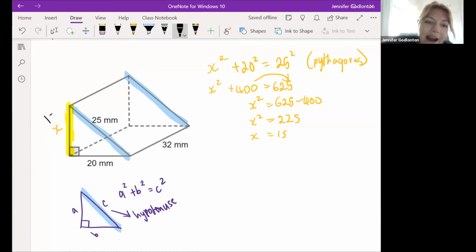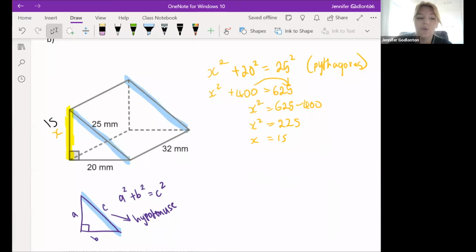Now, if you are feeling confident in Pythagoras, you are welcome to write it out using your first line where you're dealing with a square root sign. So you also could start this by saying x is equal to the square root of 25 squared minus 20 squared. If you feel confident with that, that's fine.